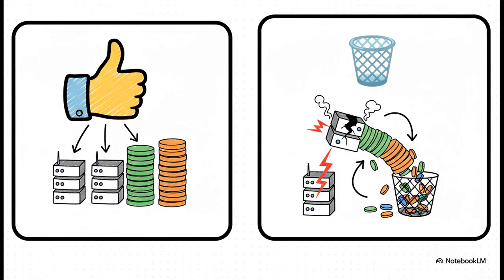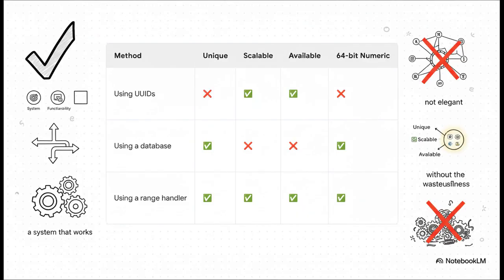But it's also super wasteful. Think about it. If a server grabs a range of a million IDs and then crashes, all those unused numbers are just gone forever. We are so close. Look at the scorecard. We've ticked 3 out of 4 boxes. We have a system that actually works. It's just not very elegant, is it? We need a solution that gives us all the good stuff without being so wasteful.